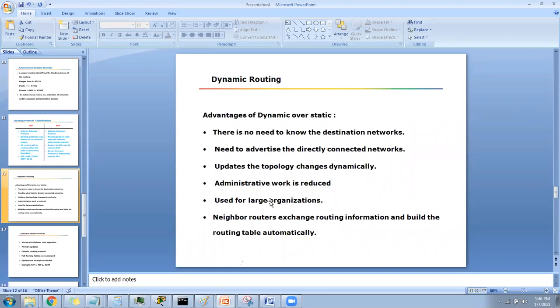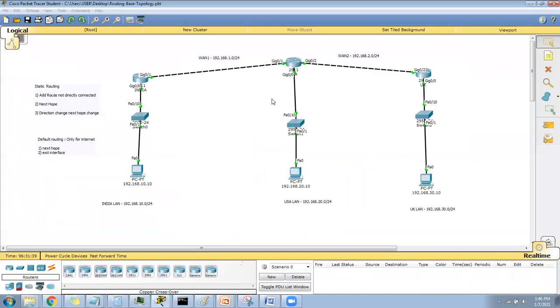Dynamic routing is used for large organizations, and neighbor routers exchange routing information and build the routing table automatically. This is a very important point. In static routing, what was happening? You needed to go manually and define the missing routes, right? But here, you just need to enable a routing protocol on the India router and the US router.